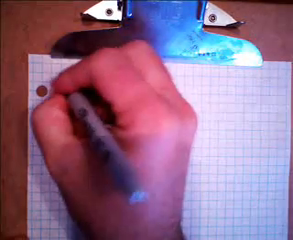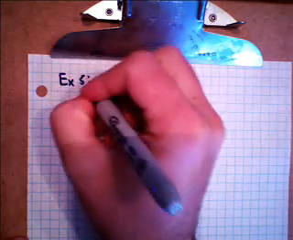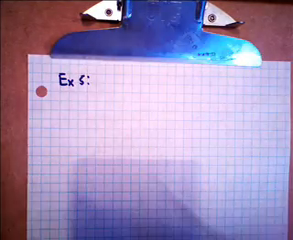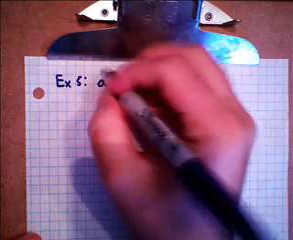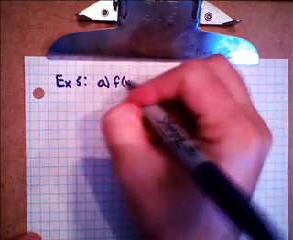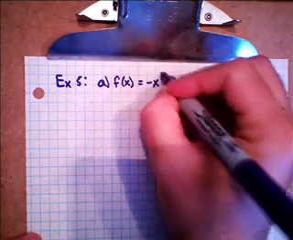Alright, example 5 is the last example. And I know this video is getting a little long, but a lot of stuff to cover. Example 5, it says graph the polynomial. And there is no set way of doing this. It's just using your calculator, your table of values, and plotting points.